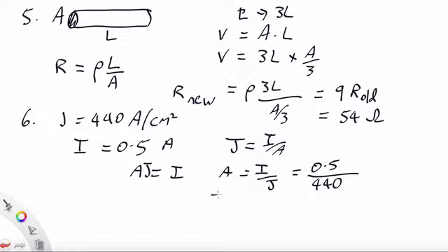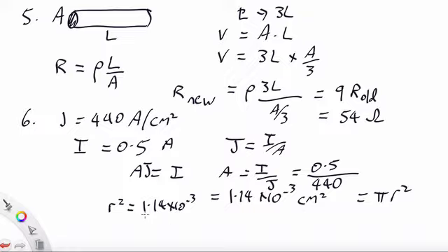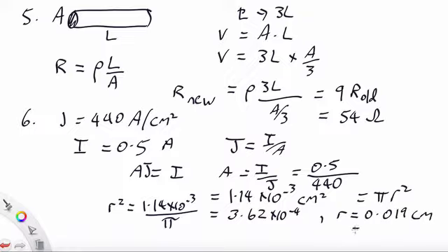So we end up with an area of 1.14 by 10 to the minus 3 square centimetres, and that equals pi r squared, because it's circular cross-section. So r squared is going to be 1.14 by 10 to the minus 3 over pi, 3.62 by 10 to the minus 4. So we end up with r equals 0.019 centimetres or 0.19 millimetres.